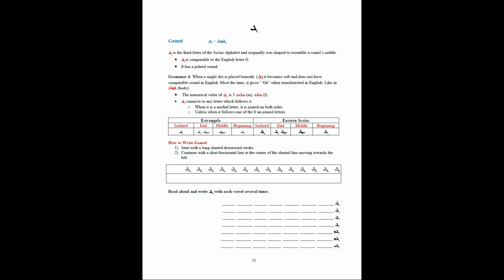Let's move on to the third letter, Gamal. Gamal is a G in English. I have here grammar 4. When a single dot is placed beneath G, like this one, it has a soft sound and does not have an equivalent in English. Usually we write it as GH, and the sound is R, like in pagra.